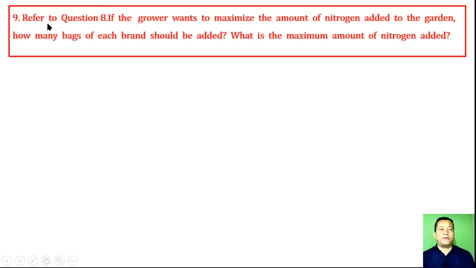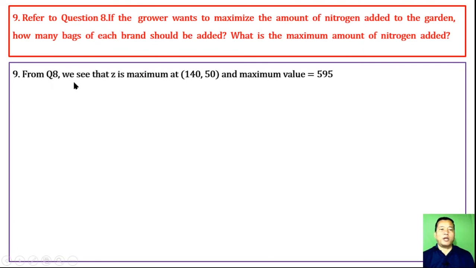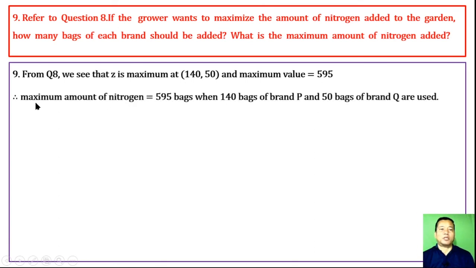Question number 9. Refer to question number 8. If the grower wants to maximize the amount of nitrogen added to the garden, how many bags of each brand should be added? What is the maximum amount of nitrogen added? From question number 8, we see that Z is maximum at 140, 50 and the maximum value of Z is 595. Therefore, the maximum amount of nitrogen is 595 kg when 140 bags of brand P and 50 bags of brand Q are used.